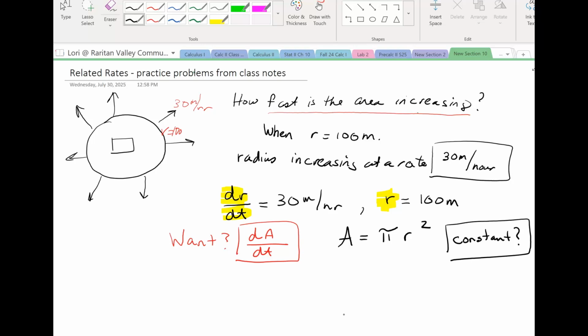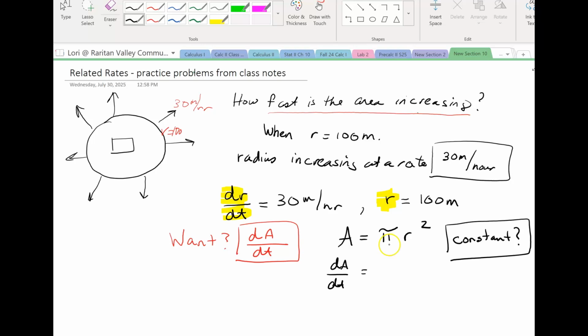So we're going to use implicit differentiation with respect to time. So if you take the variable A to do the power rule, you're just going to get 1. But because we're doing it with respect to time, not with respect to A, you're going to have 1 times dA/dt. Okay?